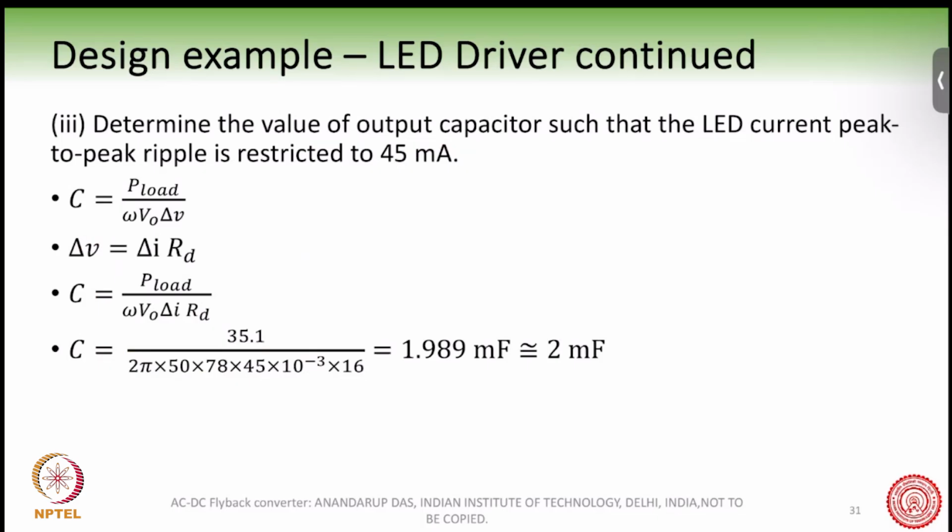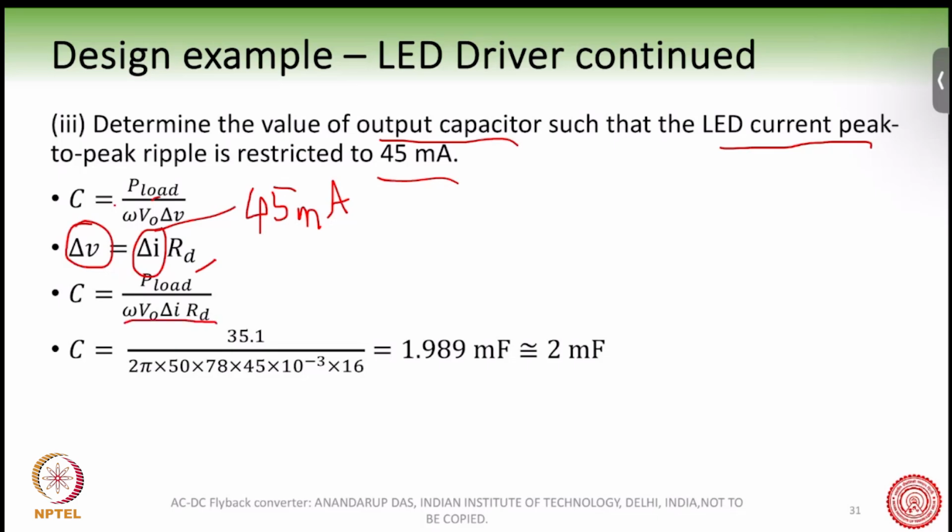And how do we know the value of the output capacitor? We want the LED current peak to peak ripple to be restricted to 45 milliampere, so this delta I is equal to 45 milliampere. The equivalent resistance of the LED is already obtained from the data sheet of the LED or from experimentally obtained values, so we now know delta V. Delta V is known, P load is known, V0 is known, and so we can just substitute all these values and we get the value of capacitance to be roughly 2 millifarad.